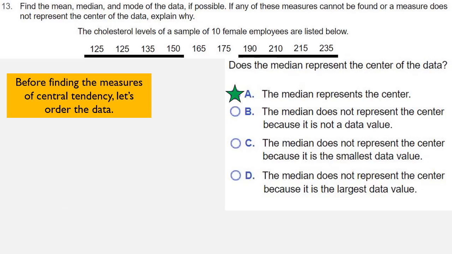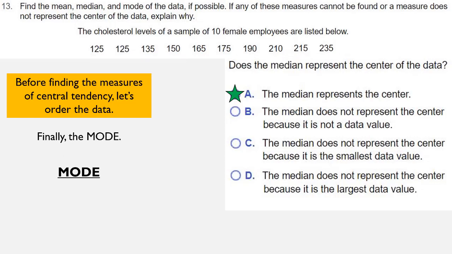Finally, we'll look at the mode. The mode, remember, is the most frequently occurring data entry. So when we look at this data and try to find the most frequently occurring entry, it's the very first entry, 125. So the mode is 125.